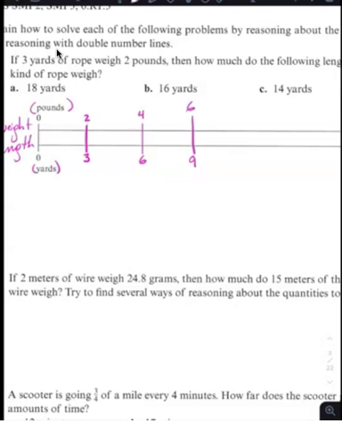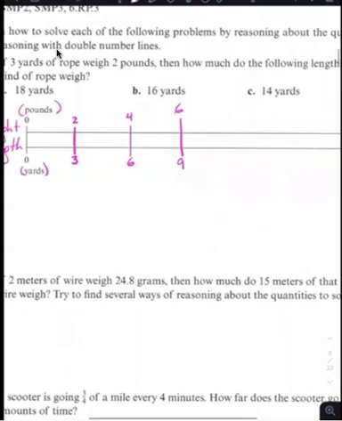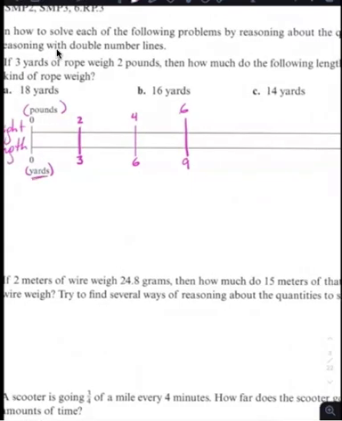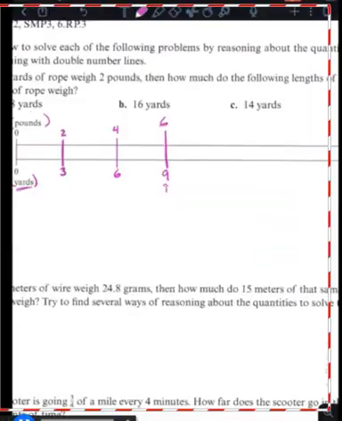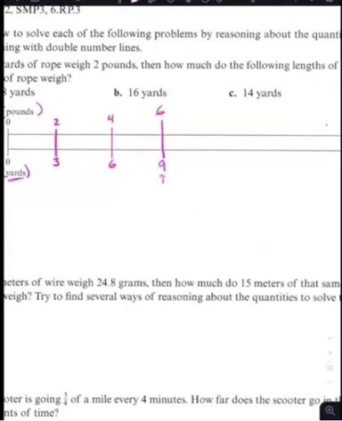A is 18 yards. Well, 18 yards means we're going to be looking at when the length is 18, and that seems to be twice this length, right? So we know that 9 yards was 6 pounds. So if we do another 9 yards, we'd have 18 yards and another 6 pounds, so 12 pounds.